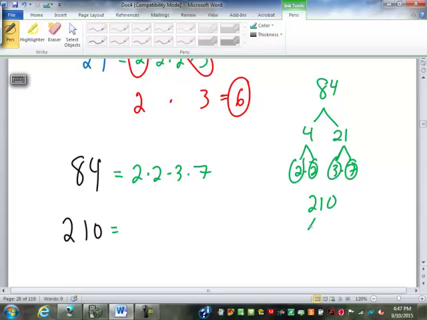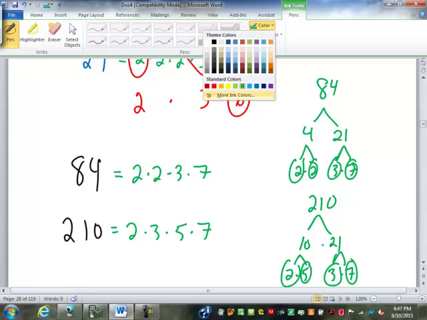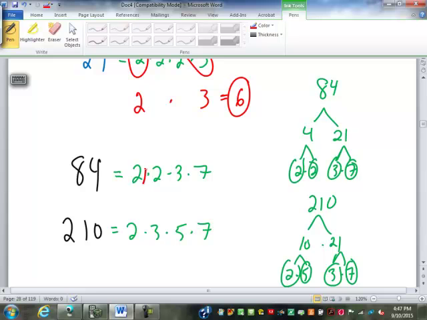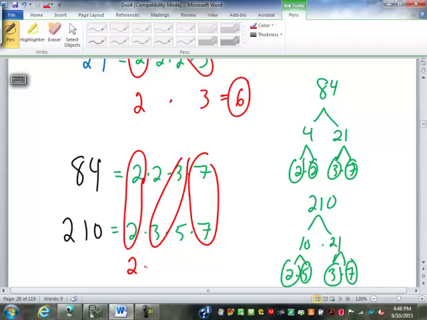210. Well, looks like there's a 10 and a 21. 10 is 2 times 5. 21 is 3 times 7. So it looks like I have 2 times 3 times 5 times 7. What do they have in common? A 2, a 3, and a 7. 2 times 3 times 7 is 42. 42 is the greatest common factor.